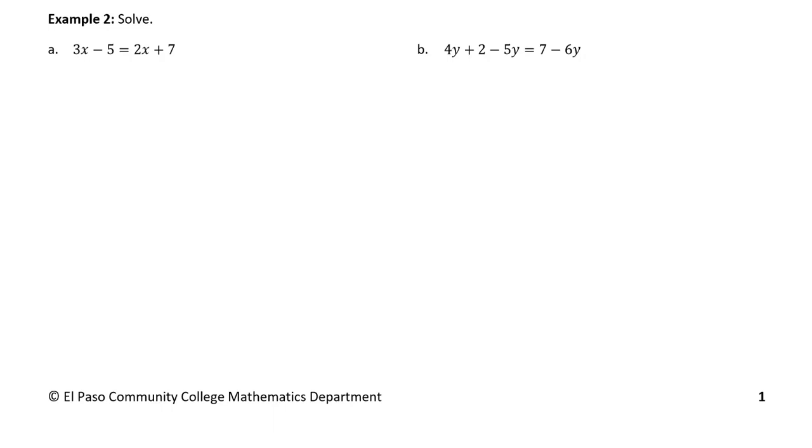NCBM 0324, Section 1.2, Solving Linear Equations in One Variable, Part 2. So let's look at a few more examples with a few more steps involved. Example 2, solve. Part A, 3x minus 5 is equal to 2x plus 7.